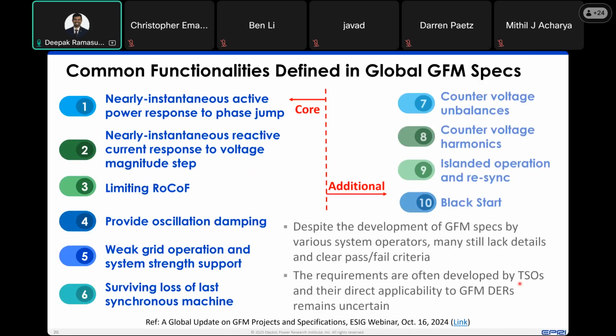And there are core functionality that is common in this space across the globe. And there are some additional functionality, especially related to negative sequence, harmonic, islanding, and black start, that are not necessarily common across the various systems that are there, but are more niche applications that are coming up.